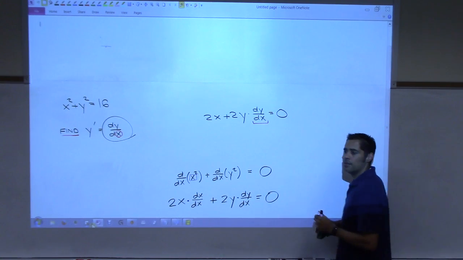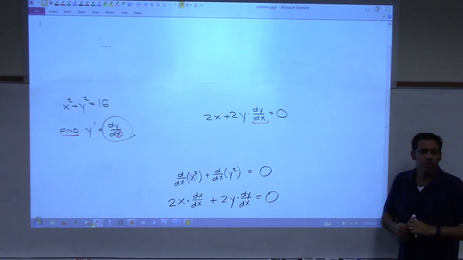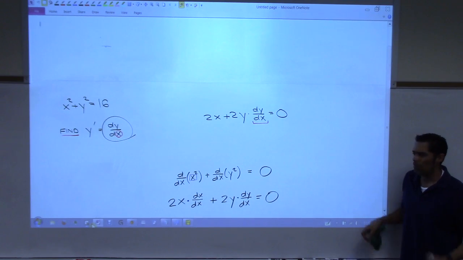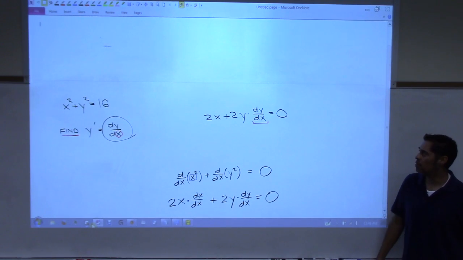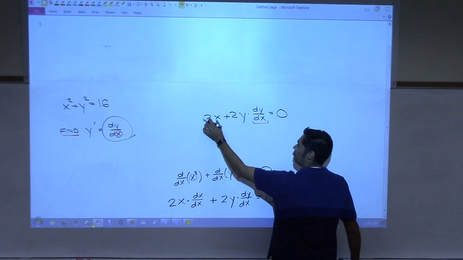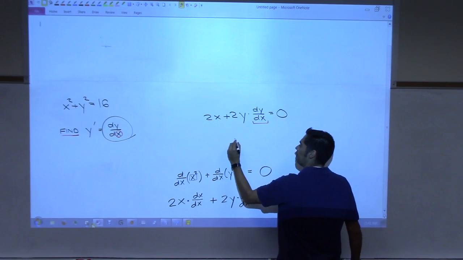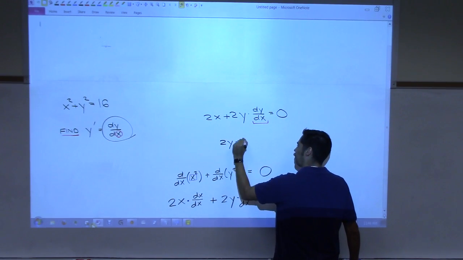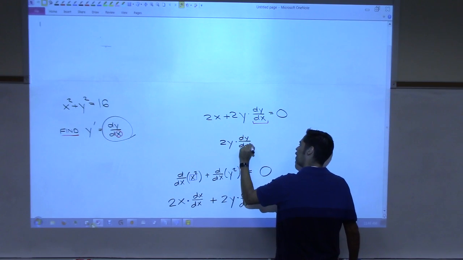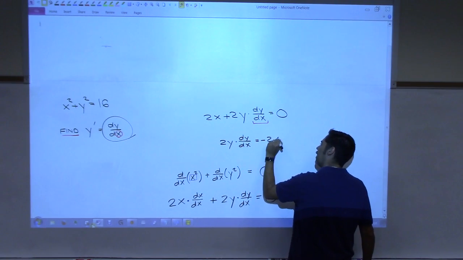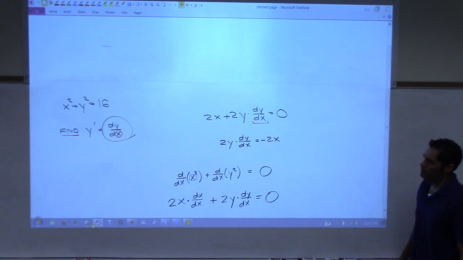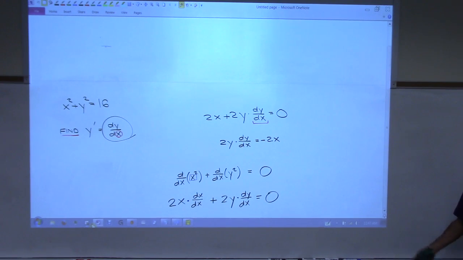And there it is. So now I'm just going to do some algebra, solve for dy dx, or isolate it, get it by itself on one side of the equation. So I'm going to move the 2x to the other side. That'll become 2y times dy dx equals negative 2x, right? Divide by 2y.